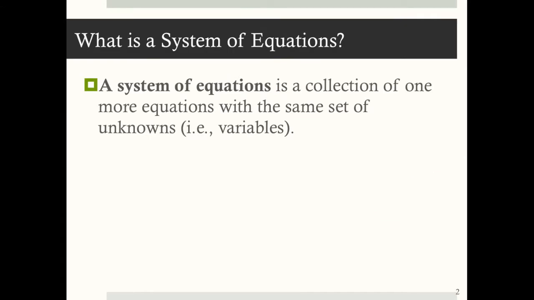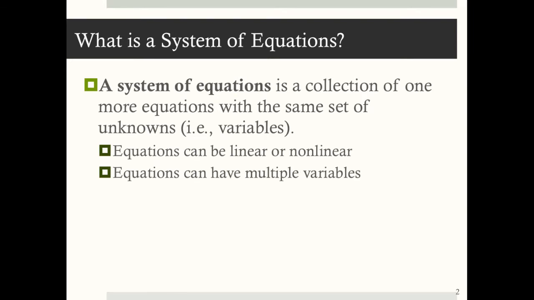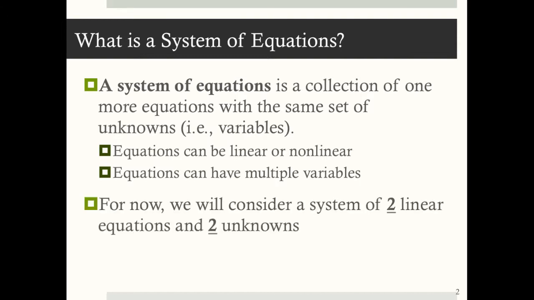A system of equations is simply a collection, a set of one or more equations with the same set of unknowns, i.e. variables. And these equations can be linear or nonlinear, and more often than not, these equations have multiple variables. For now, we're going to consider a system of two linear equations and two unknowns.